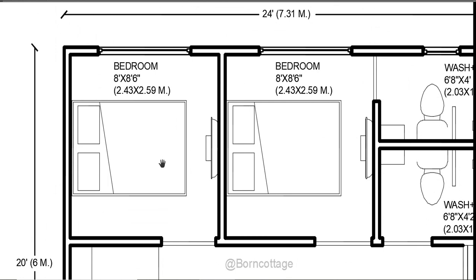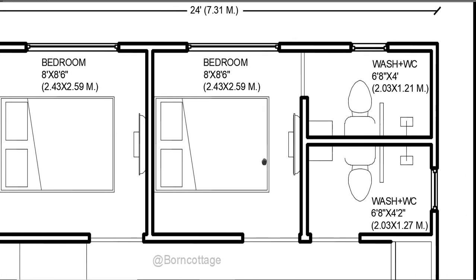The size of the room number 1 is 8 feet into 8 feet 6 inches, in meter 2.43 into 2.59 meter. You can see here the bed arrangement and a TV unit arrangement, and also large size window for ventilation of this room. And we have bedroom number 2 here.